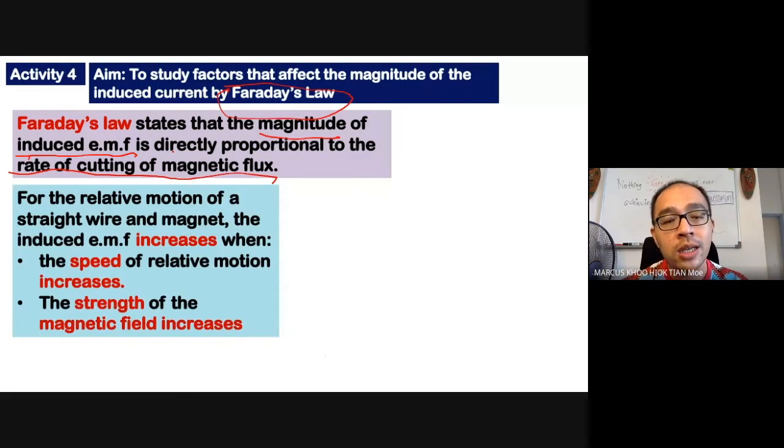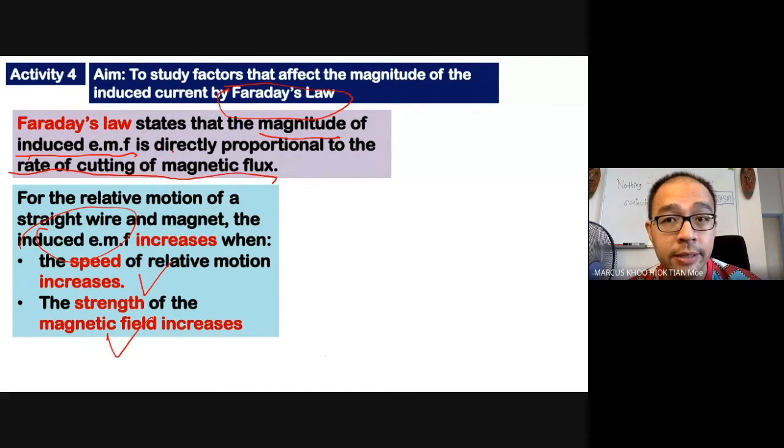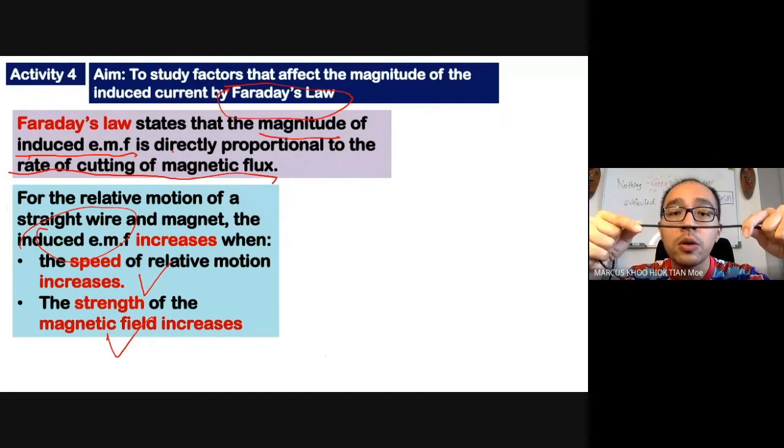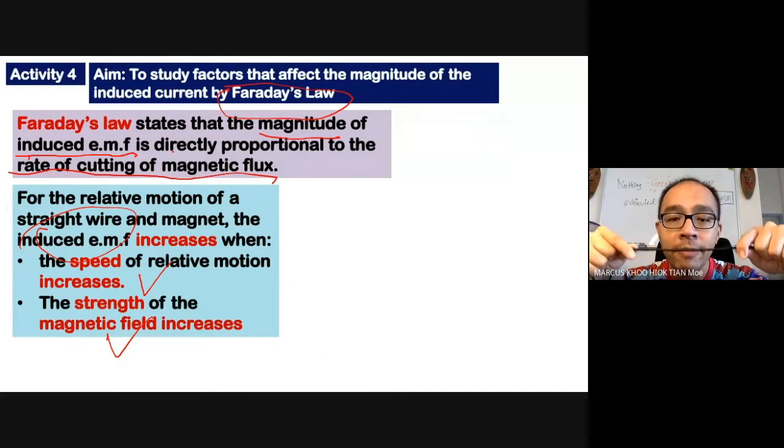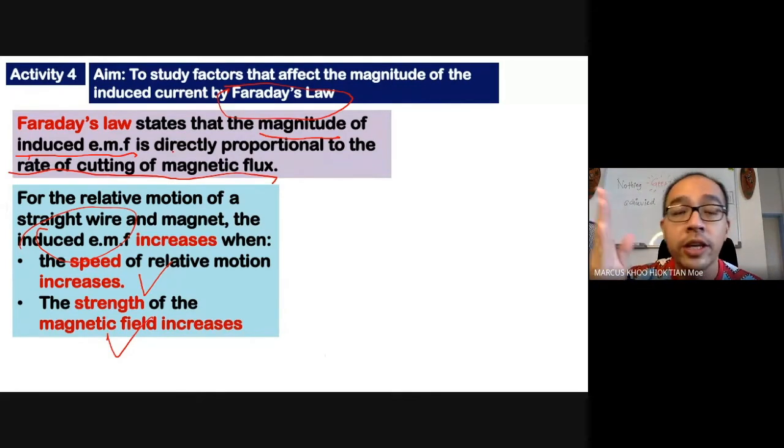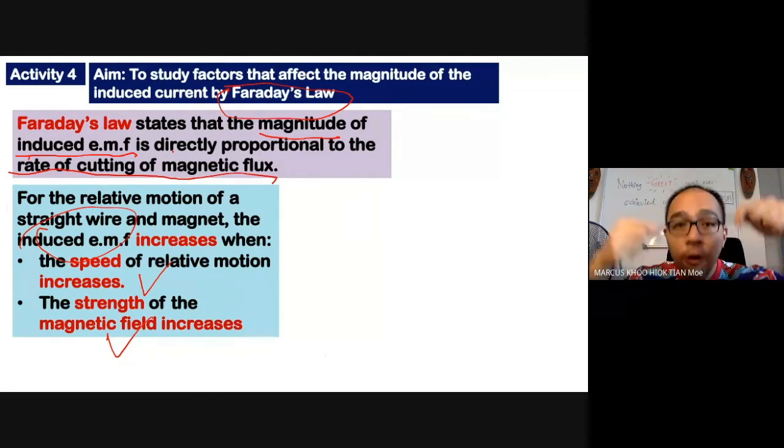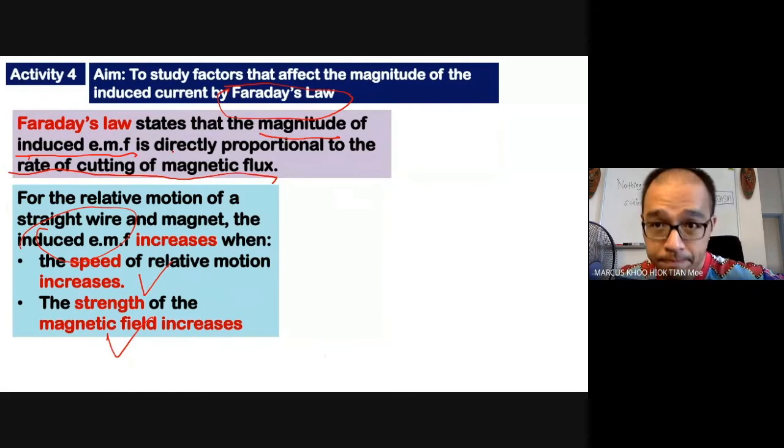Now in the situation which involves the straight wire and the magnet, you will find that you can produce a bigger EMF by increasing the speed of the relative motion, and you increase the strength of the magnetic field. These are the two main factors. If you move this wire slow and steady, and you slowly cut the magnetic field, then your induced EMF will be very small. But if you move it down very fast with a very big force, then your EMF will be a lot bigger. Secondly, if you use a weak magnet versus a strong magnet, a strong magnet has more magnetic field lines, a stronger magnetic field. Because there's a stronger magnetic field, when you cut, you're going to produce a bigger EMF. So for the straight wire, it's only two factors: how fast you are moving this wire, and how strong your magnet is.